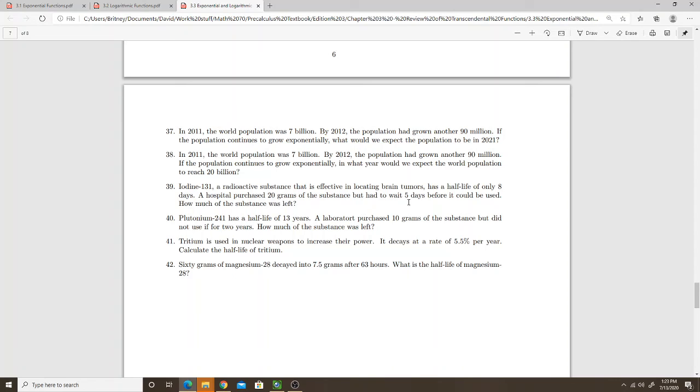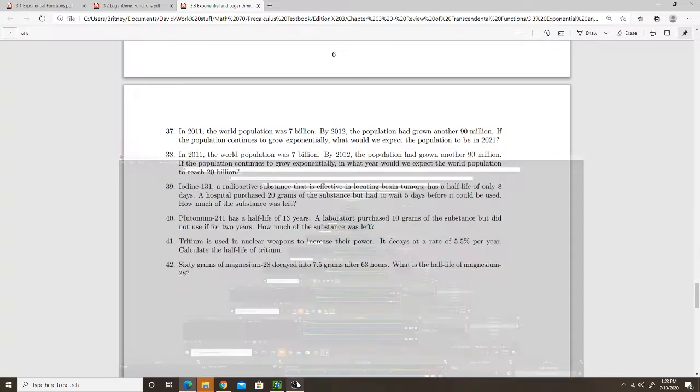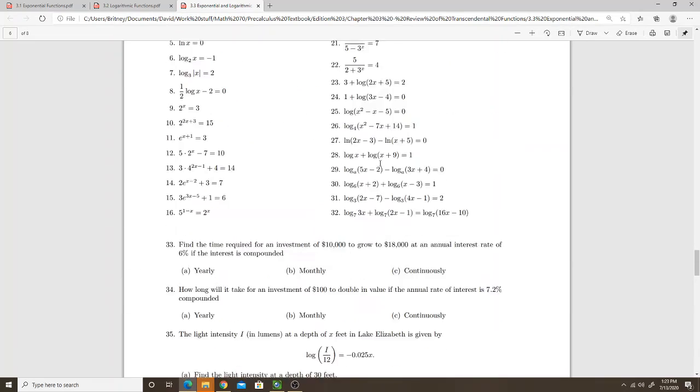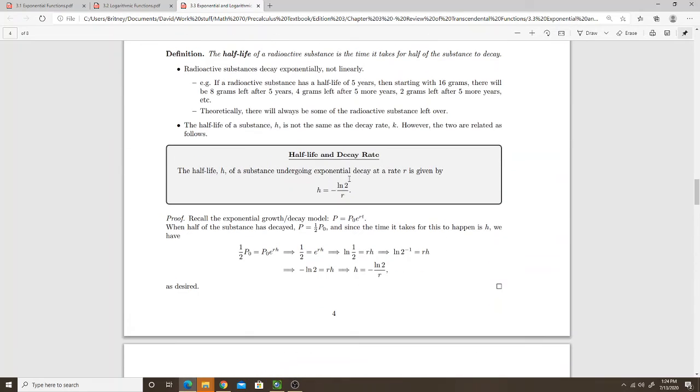So what we have to do is find the decay rate. Again, we're going to use the formula P equals e to the rt. Oh, actually, we don't even need to do that. I forgot, I gave you a little shortcut for this kind of thing, right? Because I told you the half-life, h equals negative ln2 over r. So actually, I'm just going to say that. H equals negative ln2 over r.